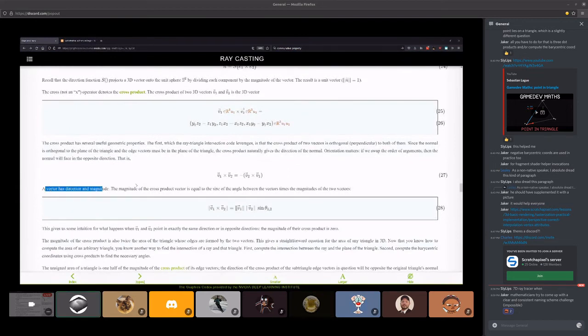So yeah, vectors, direction, and magnitude. The magnitude of the cross product vector is equal to the sine of the angle between the vectors times the magnitude of the two vectors. I wonder if you could derive this from the definition of the dot product being the magnitude of the two vectors times the cosine of theta, the angle between them.